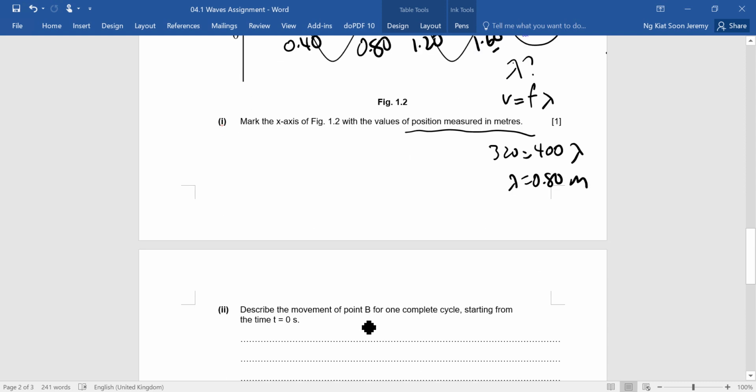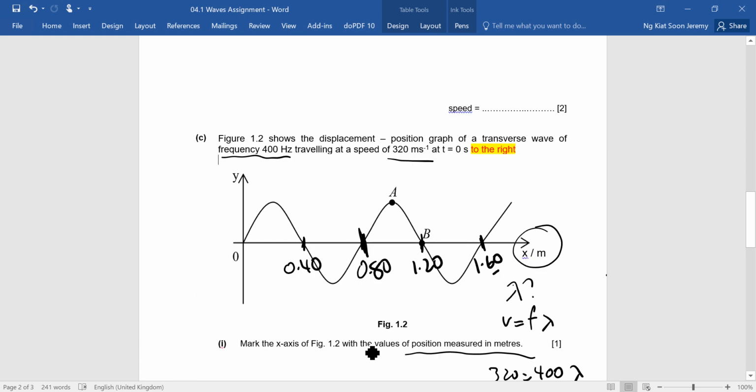Describe the motion of B for one complete cycle starting from time t equals 0. For this question, I actually apologize, there's something missing in the question. The question should have told you how the wave moves. So just take note of this: the wave should be moving. They should tell you the wave moves right. It's important for this part of the question because if the wave moves right, then later on the wave will look something like that.